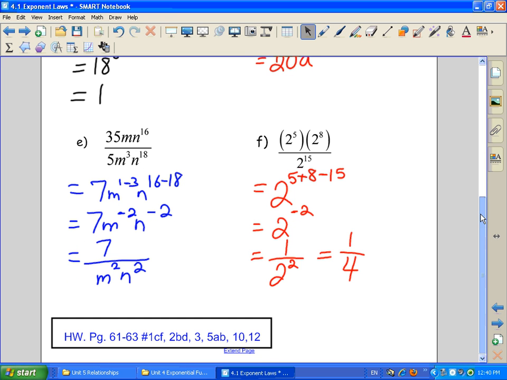Hopefully that's a good review for you guys. Here's your homework, page 61 and 63, numbers 1CF, 2BD, 3, 5AB, 10, and 12.